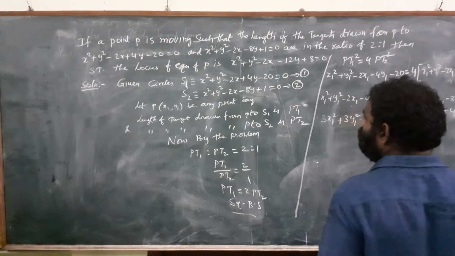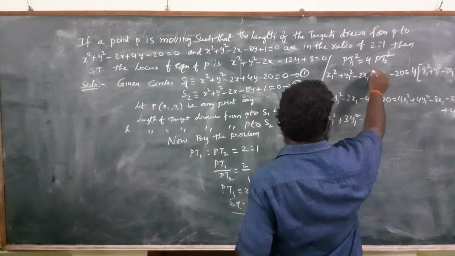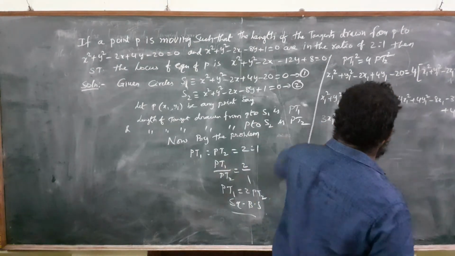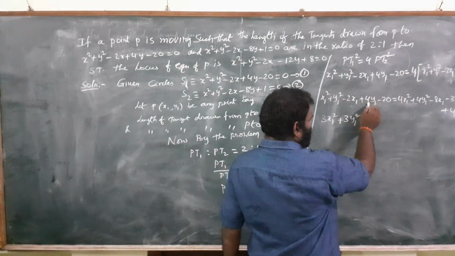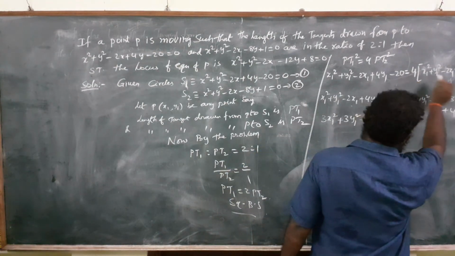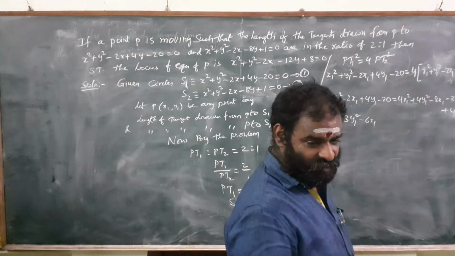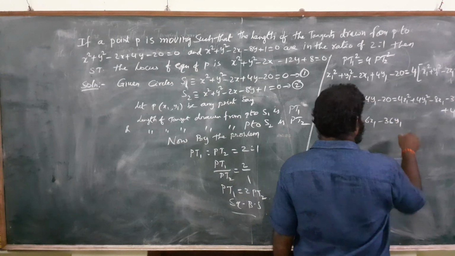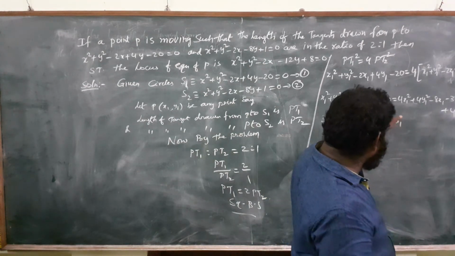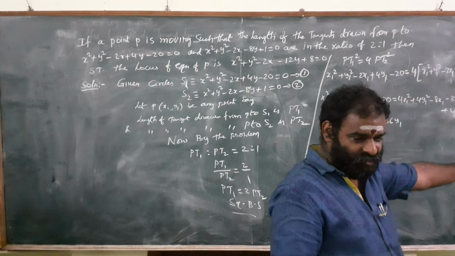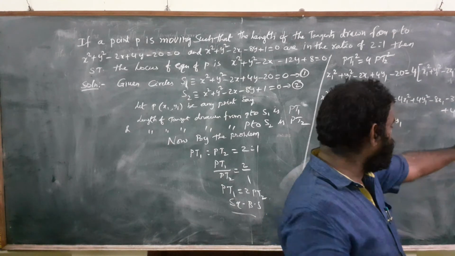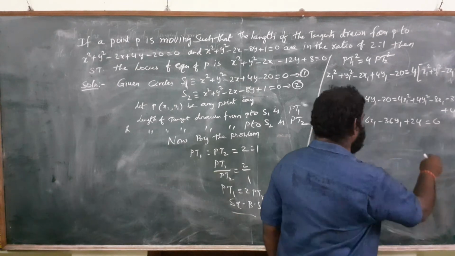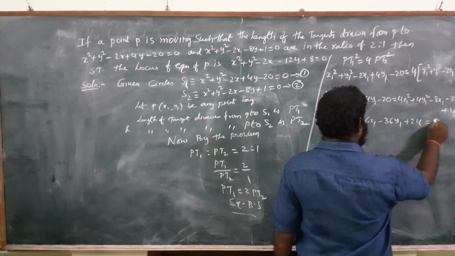Sorry, it is plus 4y1. If we send this 4y1 to this side, minus 32y1 minus 4y1 is minus 36y1. And here it is minus 20, you send this minus 20 to that side, it becomes plus 20 plus 4, which is nothing but 24, equal to 0.